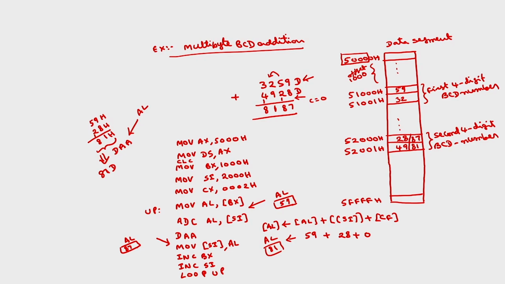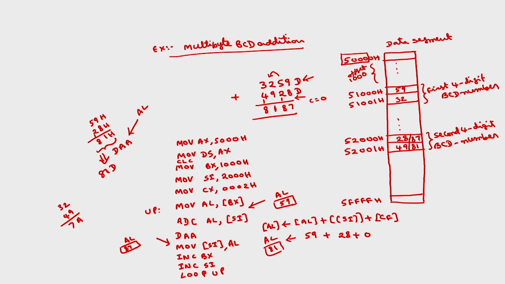After INC BX, now AL is loaded with 32 and the contents of SI become 49. These two will be added and the result is stored in AL. Adding the carry 1 with 32 plus 49 gives 7A in AL, because this performs hexadecimal addition. If I write DAA, then this 7A will be converted into 81.